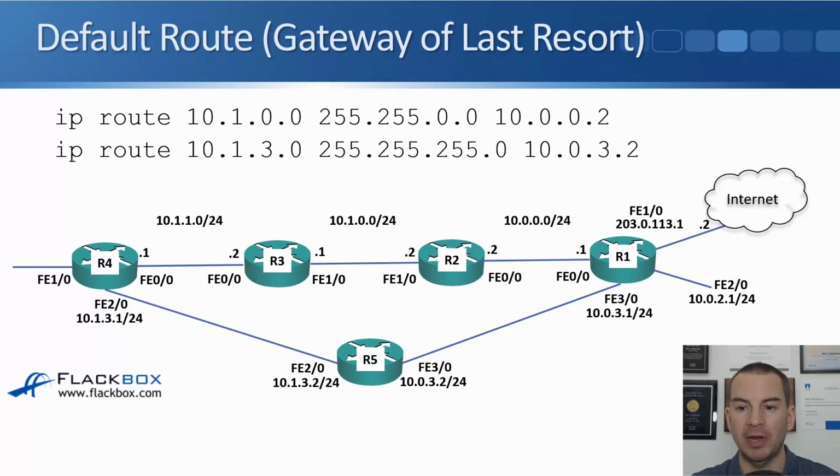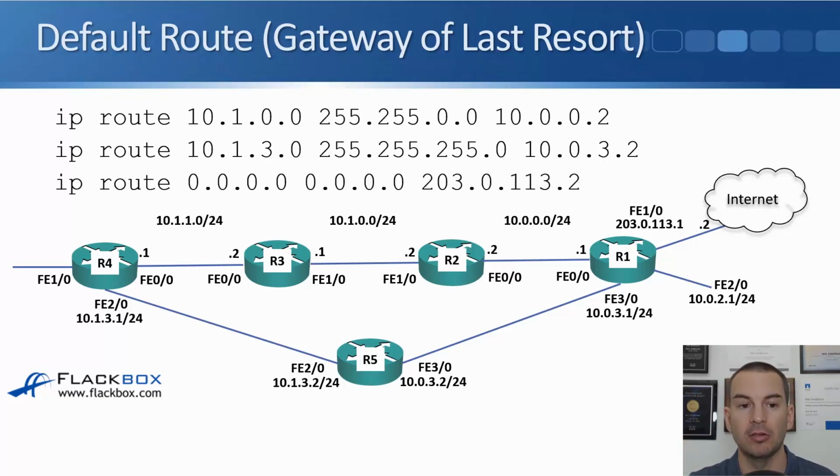So to add a route going out to everywhere else that we haven't specifically had a route for elsewhere, it is 0.0.0.0 0.0.0.0. So our full command is IP route 0.0.0.0 0.0.0.0 going to the next hop at our service provider of 203.0.113.2. So a default route is a catch-all for any traffic that doesn't match one of our more specific routes.